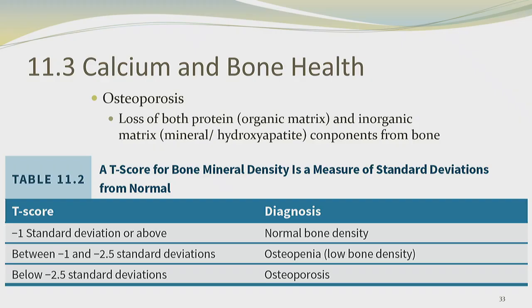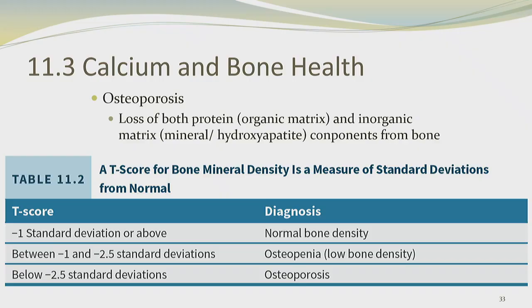So we've mentioned osteoporosis, and specifically this is a disease where protein or the organic matrix and the inorganic matrix of the bone, called hydroxyapatite, are both lost. So the definition of osteoporosis is based on the degree of bone loss as shown in this table. And so we can see some of these definitions shown here.